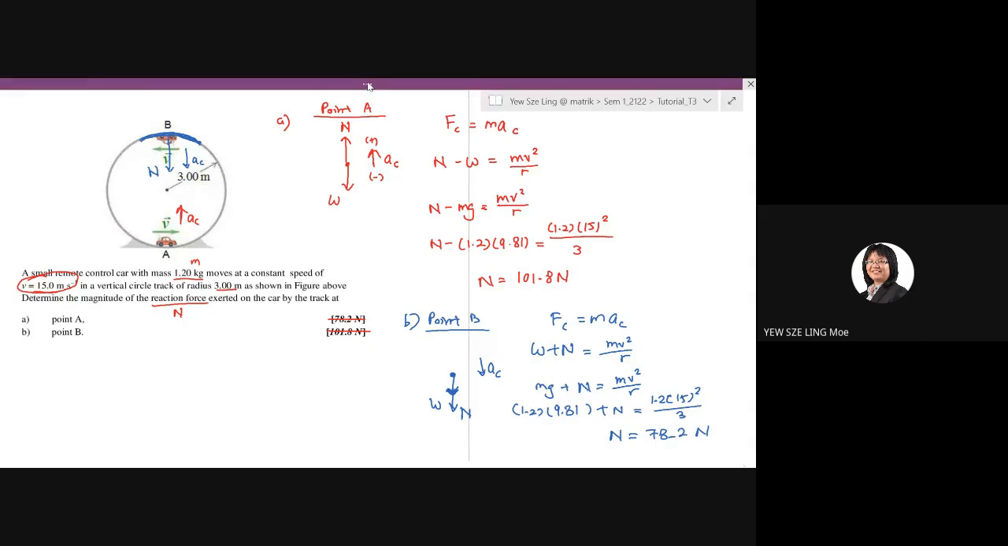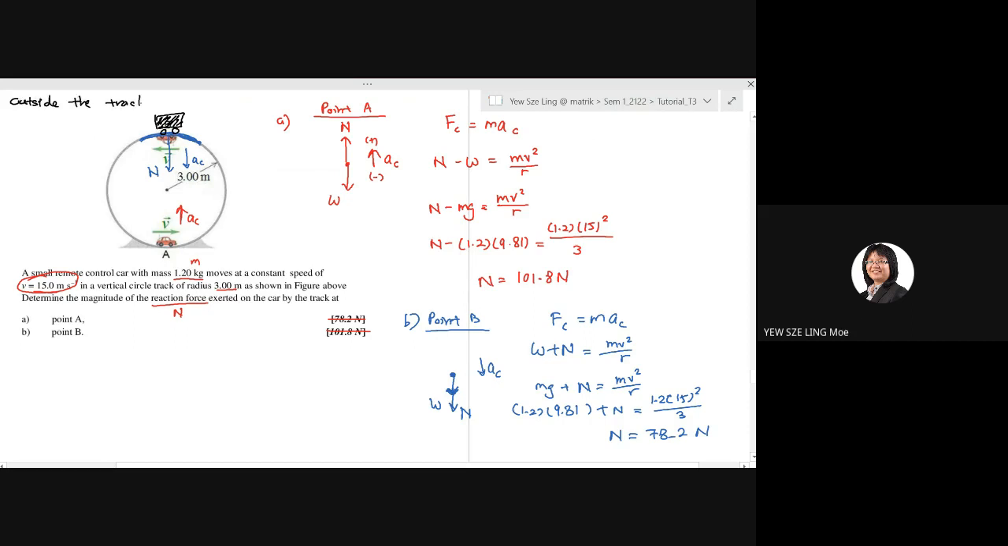Okay, now what I want you guys to do, you may add one more diagram, where your object is located outside the track. So now you have an object that is located outside the track. What happens now outside the track? You will have a different free body diagram. If it's located outside the track, W is still going down. But because it's outside the track, what happens to the normal force? The normal force is now pointing upward.